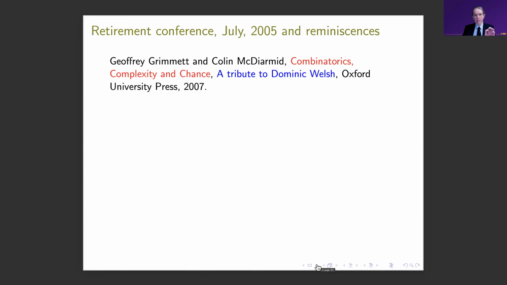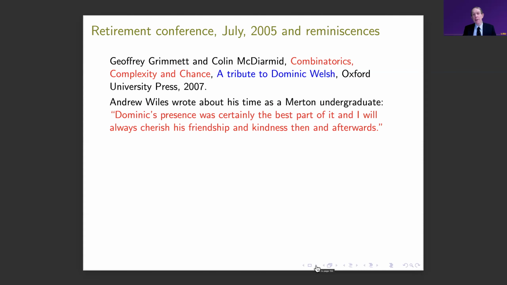One of the wonderful features of Geoffrey Grimmett's obituary of Dominic is that he quotes from a number of former students of Dominic. And so let me repeat some of these quotes. First, from Andrew Wiles. He talked about his time as an undergraduate at Merton. "Dominic's presence was certainly the best part of it, and I will always cherish his friendship and kindness then and afterwards."